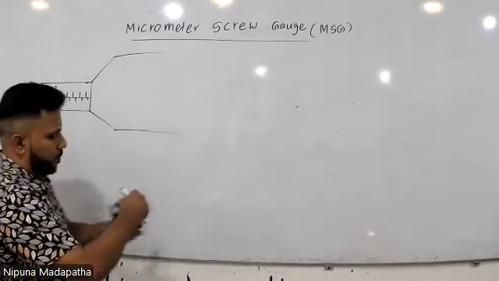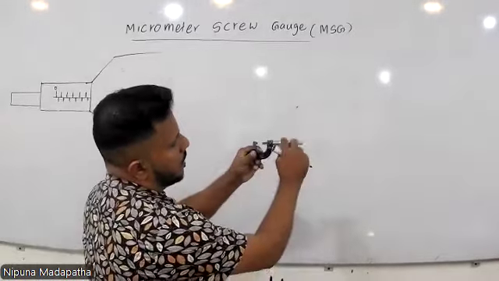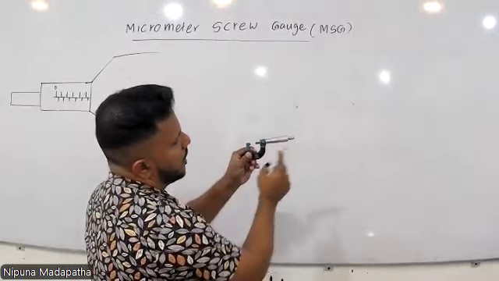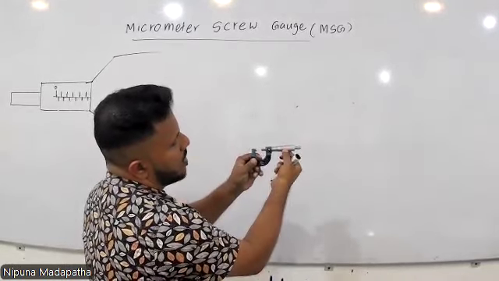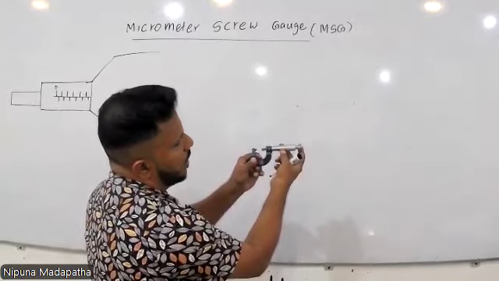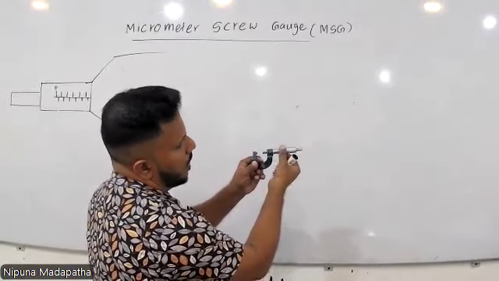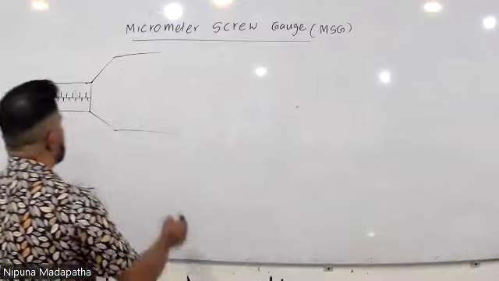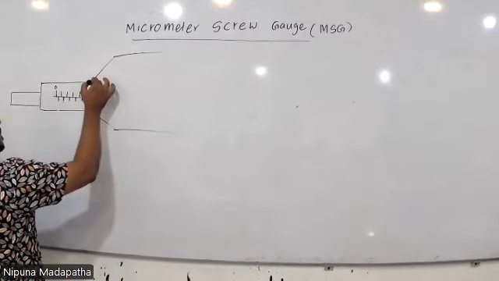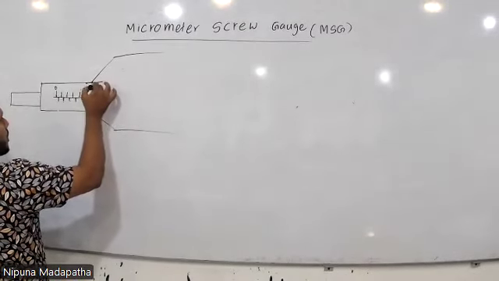And this part here is the thimble, right? At the beginning of the thimble, you can see the circular scale calibrated in this area, with a circular scale like this.